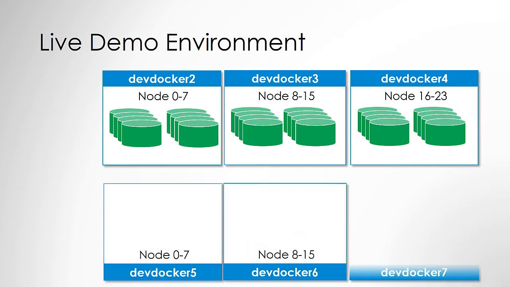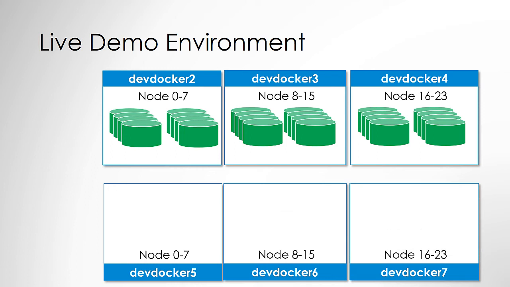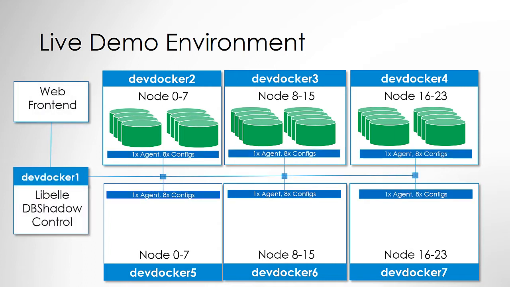Next, we deploy the standby landscape with only dashDB binaries installed. The setup is exactly the same: 3 systems, 8 nodes per system, totaling 24 standby nodes. This is our standby landscape, which we will populate with production data. The Libelle BusinessShadow replication software is deployed on each production and standby system. Each production and standby system runs one Libelle server agent. Each server agent manages the 8 dashDB nodes on that system.